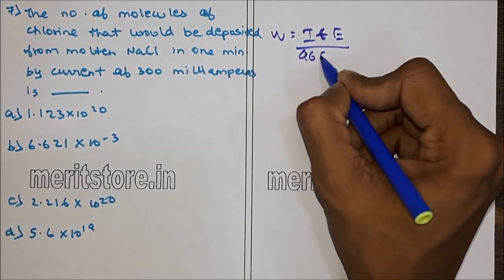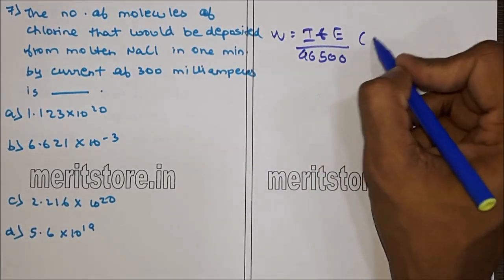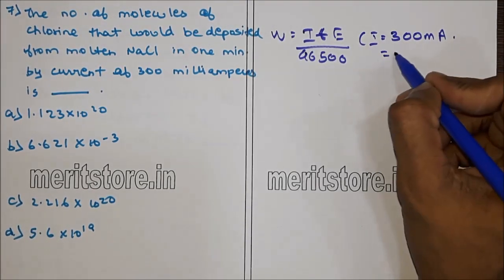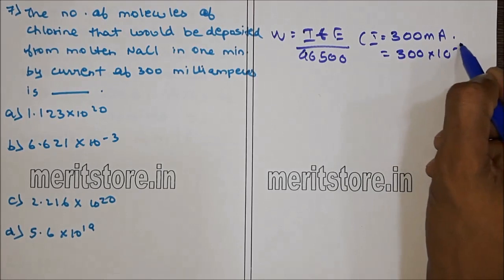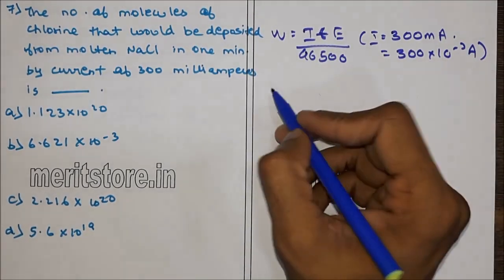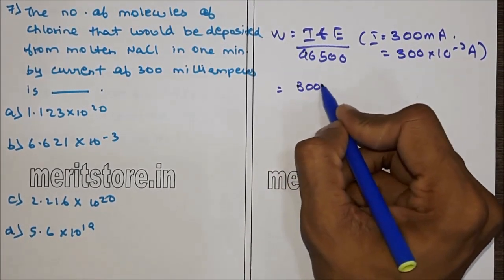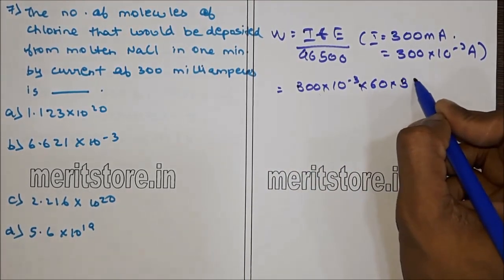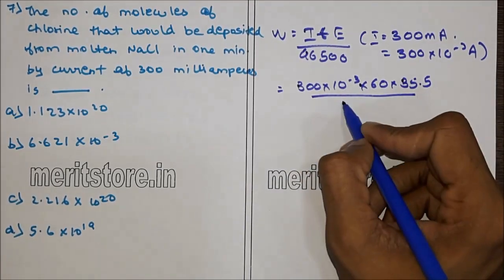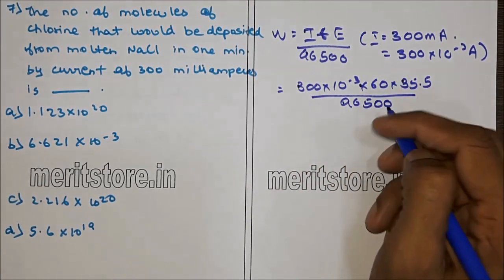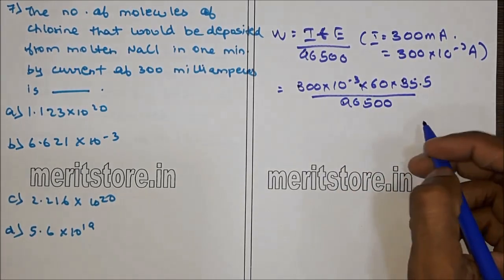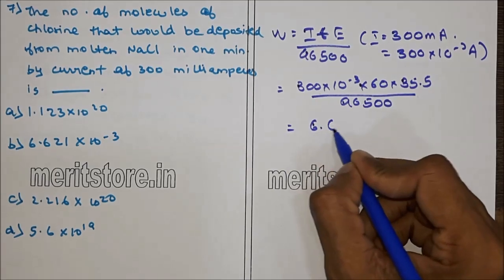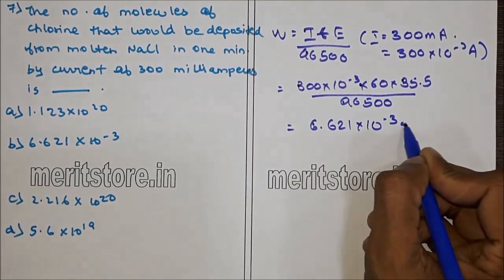upon 96,500, where we have I equal to 300 milliamp which is equal to 300 into 10 raised to minus 3 amp. We substitute this, we get 300 into 10 raised to minus 3 into 60 into 35.5 upon 96,500. Where t we have given as 1 minute, which is equal to 60 seconds. We solve this, we get 6.621 into 10 raised to minus 3 grams.